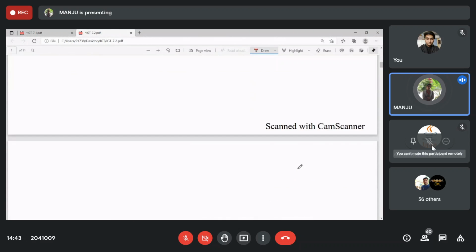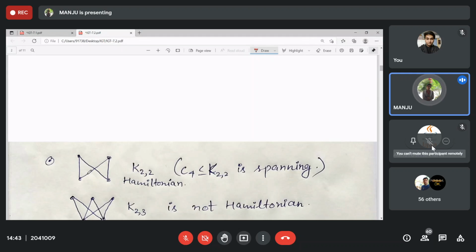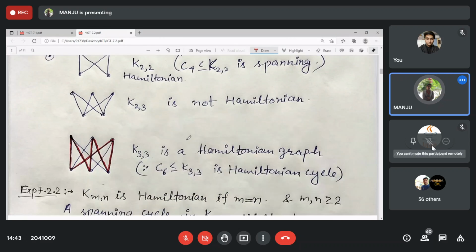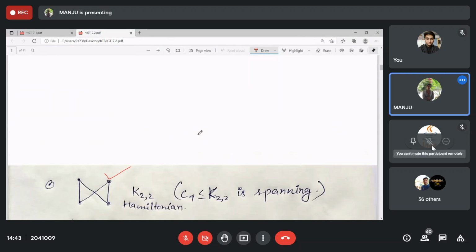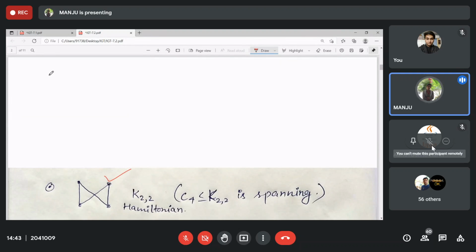Next is the Krs type, and you will have a Hamiltonian cycle whenever r is equal to s. So K22 is Hamiltonian, K33 is Hamiltonian, K44 is Hamiltonian. Clear? In Kmn, m is equal to n, and it should be at least 2. For equal to 1 you have K1,1.